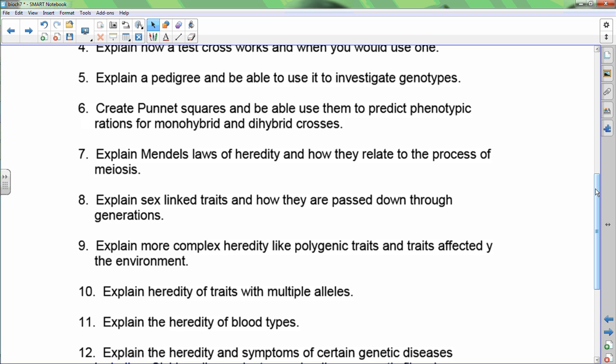All right, number 6 says you should be able to create Punnett squares, be able to use them to predict phenotypic ratios. That should be ratios, not rations. Ratios for monohybrid and dihybrid crosses. This is the thing we're really after.